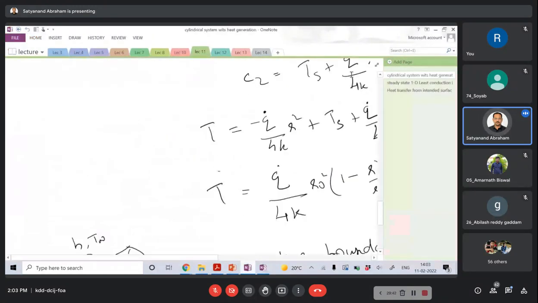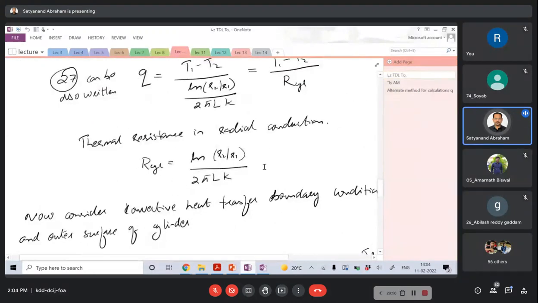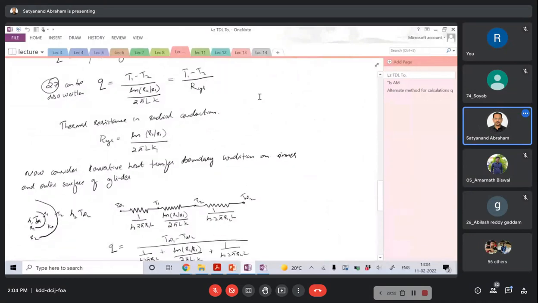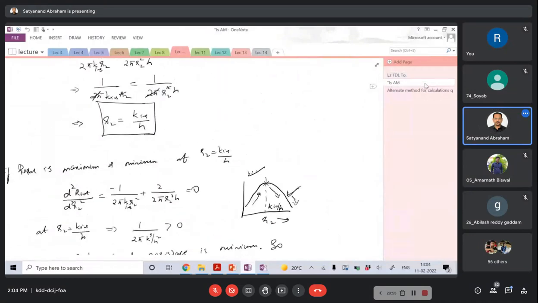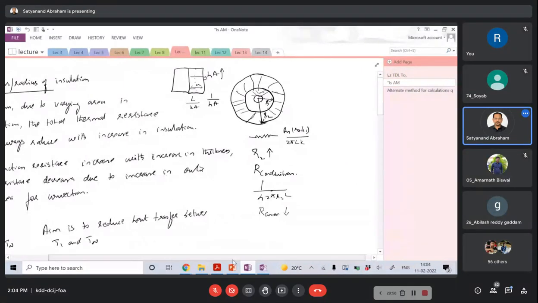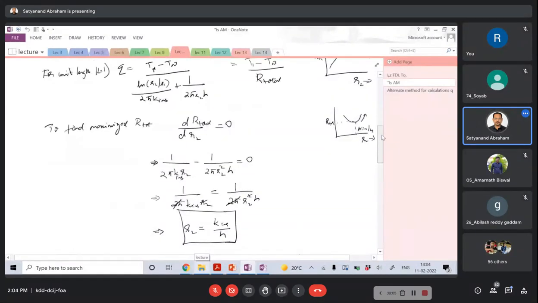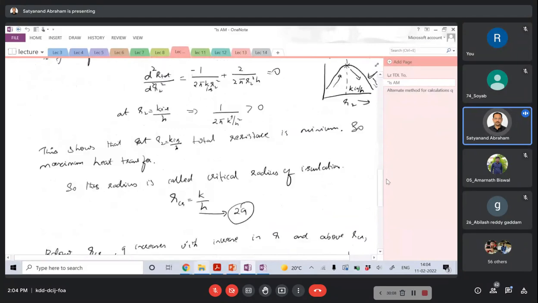Does anyone remember this term called critical radius? Critical radius of insulation. Does anyone remember? Yes, critical radius, sir. Yeah. So the critical radius is the radius at which the heat loss to the ambient is going to be maximum, right?